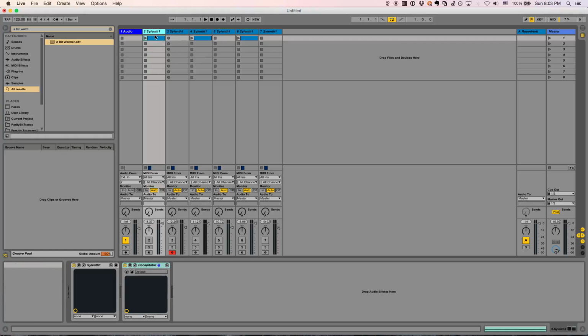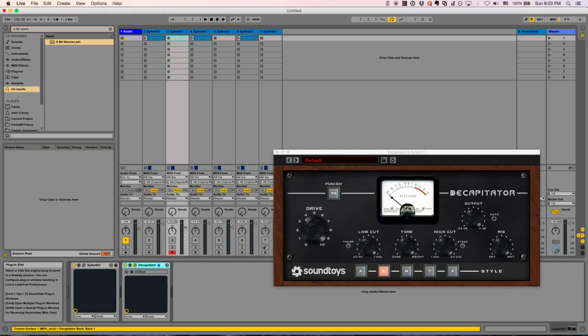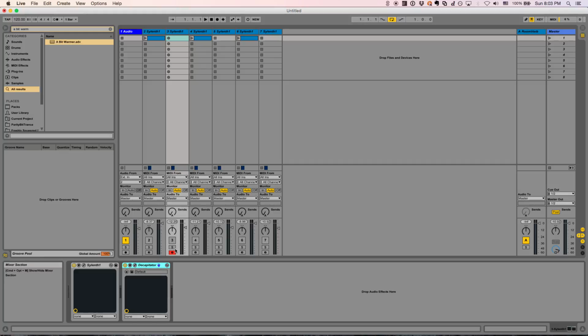So, to give you the first one, this is using Decapitator. Just put a little bit of drive on, and so this is negative 10 dB. And this is negative 20 dB. So you can tell there's a noticeable difference. The only difference between these two is the input volume.